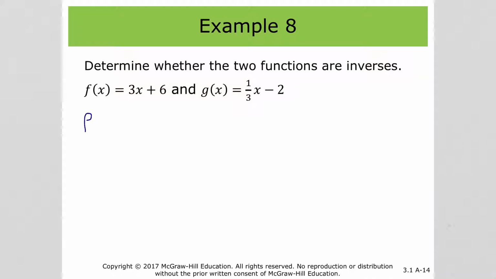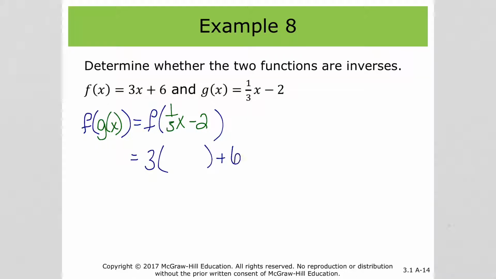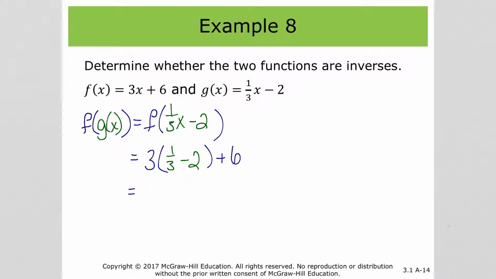So we're going to take f of g of x. Remember, we've done this before. So f of g of x is 1/3 x minus 2. So we've got 3 times 1/3 x minus 2 plus 6. Distribute the 3. There's supposed to be an x right there. Okay, and so we've got x minus 6 plus 6, which is x.